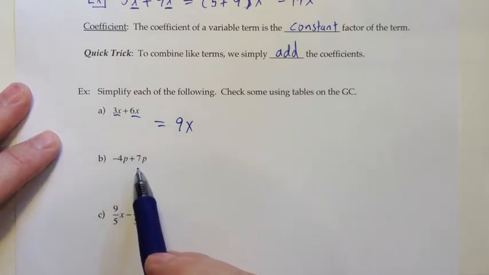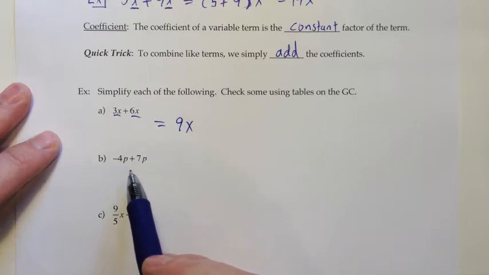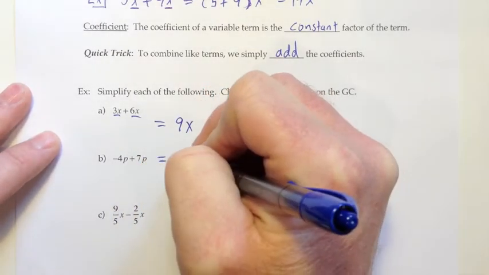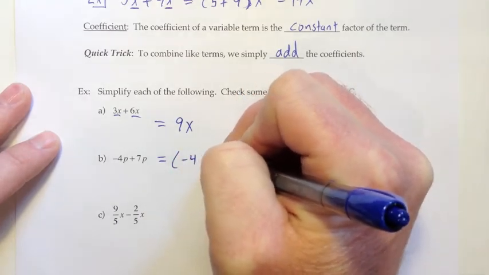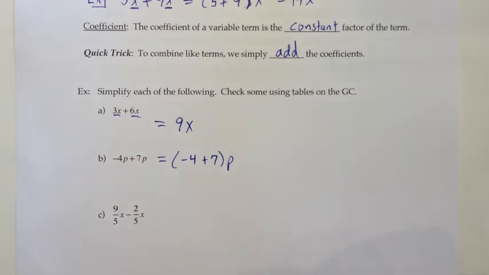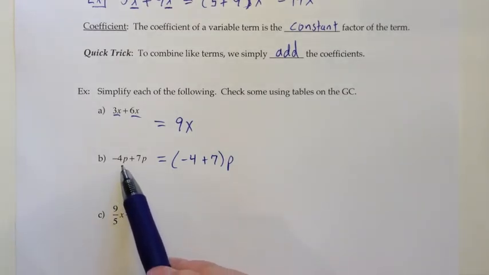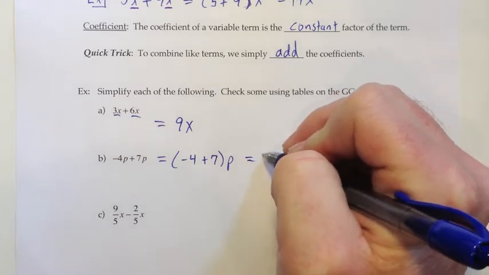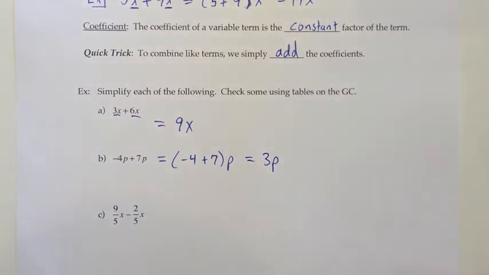So negative 4p plus 7p, you would just add the coefficients. So I'm going to show kind of the distributive property on this, though you certainly could go ahead and do it in your head. So I'm kind of factoring that p off to the side, or just showing you the addition I'm doing. And what I really wanted to point out there is that the coefficient of this one is not 4, but negative 4. So the addition we're doing is negative 4 plus 7, which would be 3, and then we still have the p there.